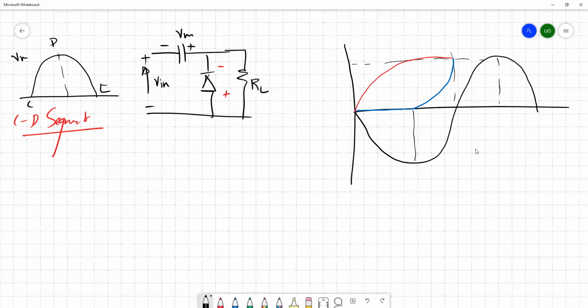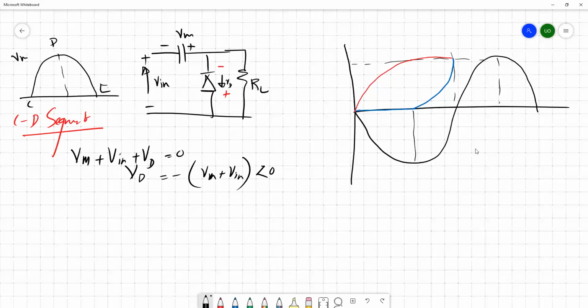So if you apply Kirchhoff's voltage law, we can simply say that Vm plus Vin plus Vd, this is your Vd, equals 0. So then Vd is minus of Vm plus Vin. So this is a negative value. So during the CD segment, the diode is reverse biased because we are applying a negative voltage. So the diode is reversed, so you can't see any diode here.